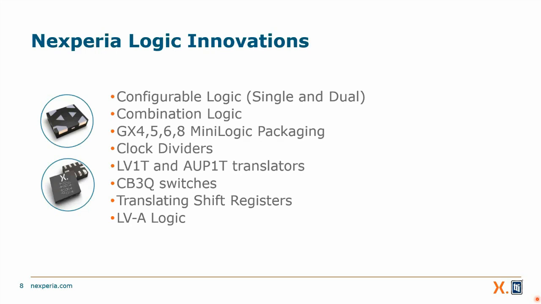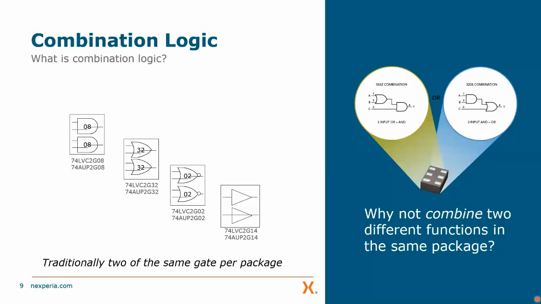Remember that logic's been around since the 1970s, maybe the 1960s, but it is continually innovating, continually building new features, and that's what these new features are, things that the average designer may not know about, which really can improve the efficiency and reduce the cost of designing a system like an industrial controller. First one is combinational logic.